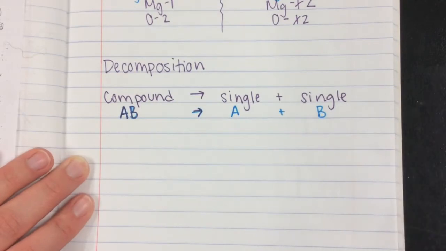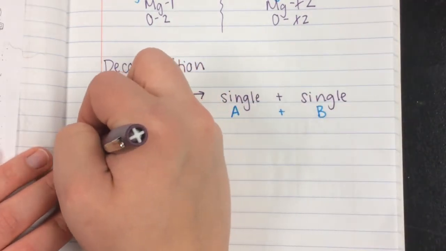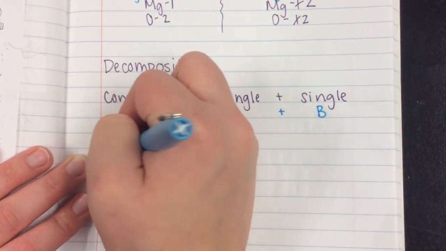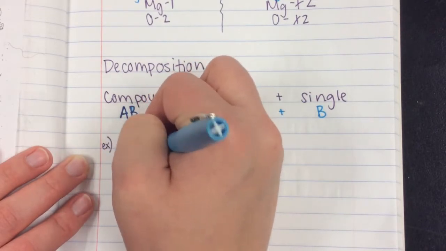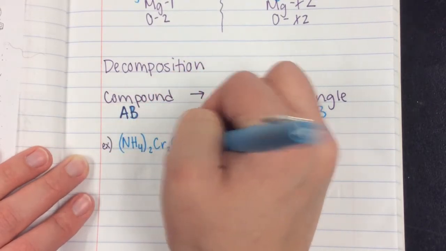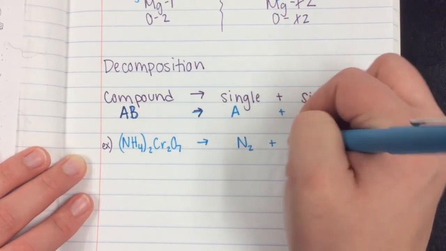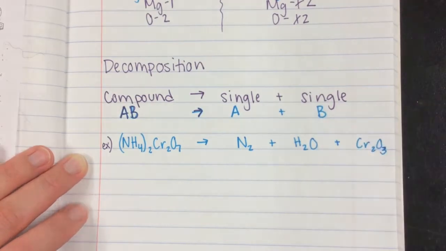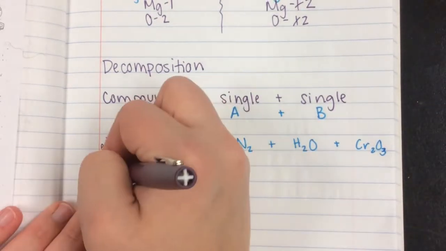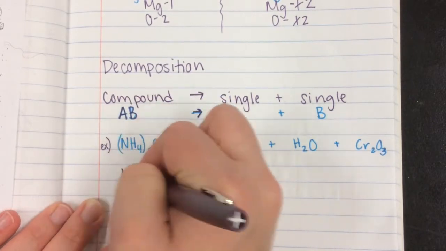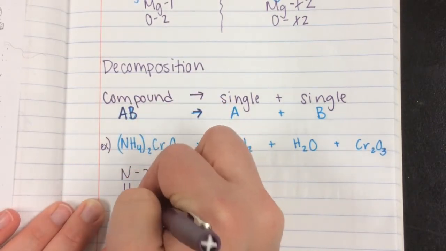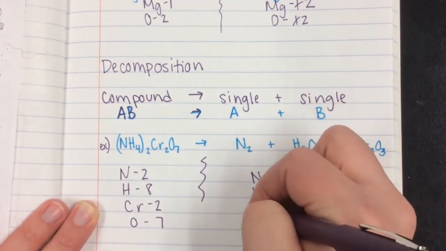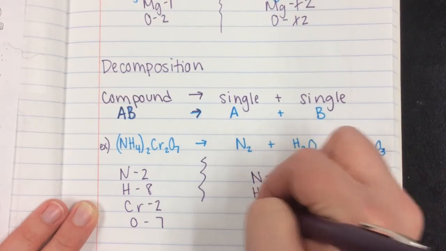An example of this would be ammonium dichromate, that is NH4, in parentheses, 2Cr2O7, which breaks apart to form N2, which is nitrogen gas, water, H2O, and Cr2O3. All these examples that I'm giving to you in this set of notes will be shown in class. When I go to balance these, I count my atoms on both sides, and then I add coefficients to make them balanced.